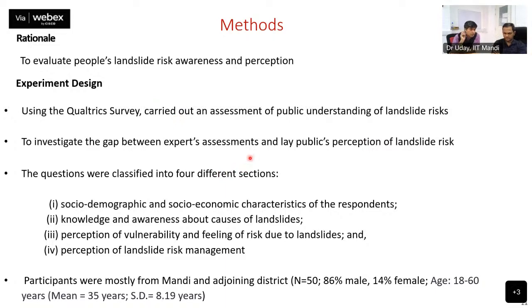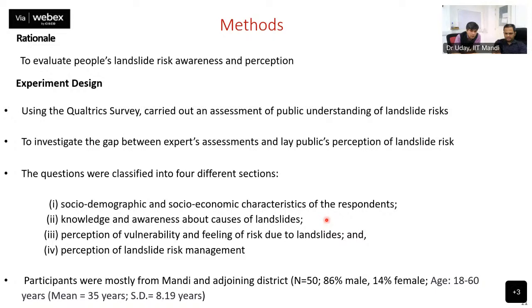And particularly these susceptibility maps like hazard zonation maps are prepared by experts. So we already have zonation maps available of the national highway running through Mandi and adjoining area. And the question is, how do common people see and understand these maps? So we wanted to, of course, look at different aspects. I'm not going to go into detail, but socio-demographic, socio-economic, knowledge awareness, perception, and perception of, in general, landslide risk management. Mostly people were from Mandi town.